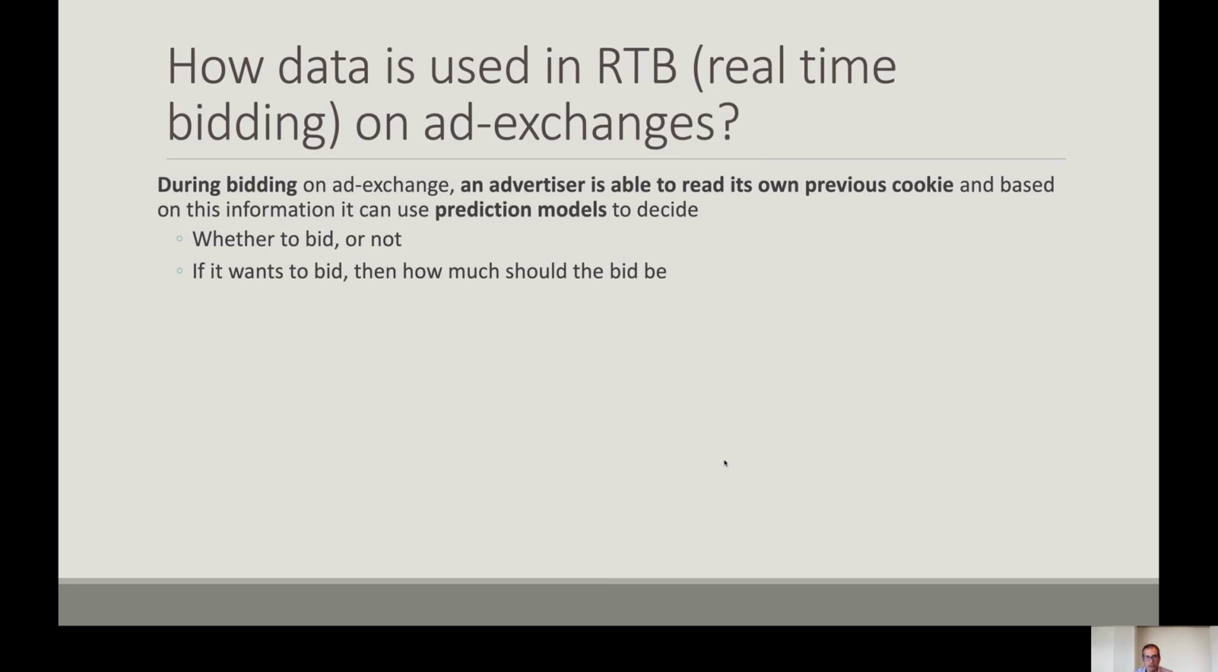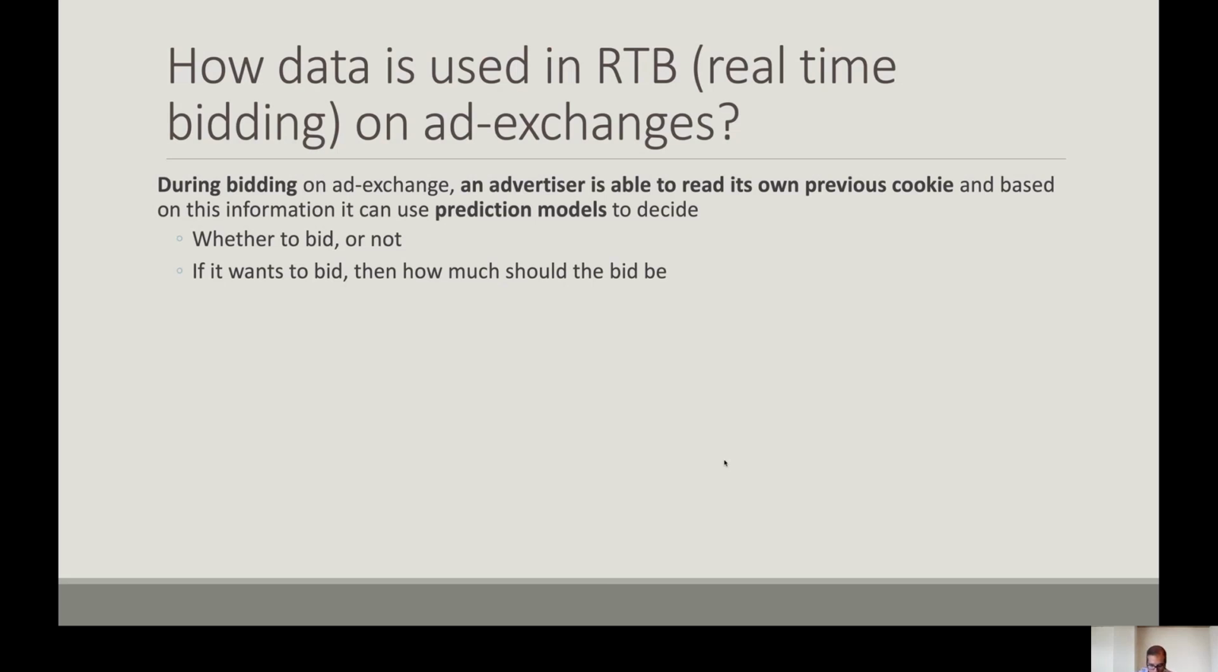So the big thing out here is that an advertiser is able to read their own previous cookie that they may have placed on the browser of this user. And therefore, the ad exchange, the advertising process, the bidding process allows for this information. And because of this ability, the advertiser can go back to its database that it has maintained about this user and pick up all this information about this user and use a prediction model to decide whether it should bid or not on this user. And if this user seems sufficiently valuable, then how much should the advertiser bid, right?